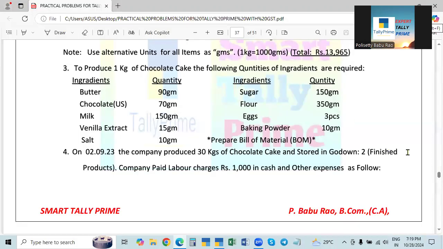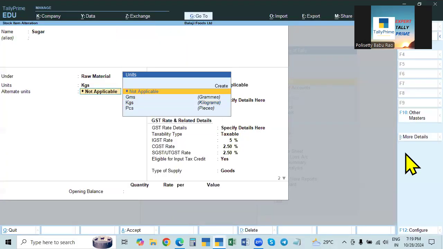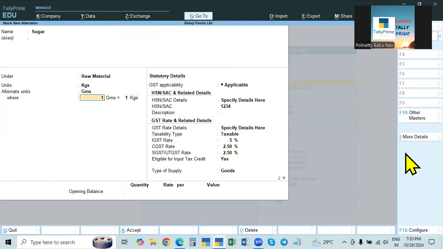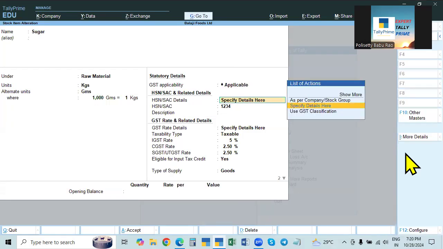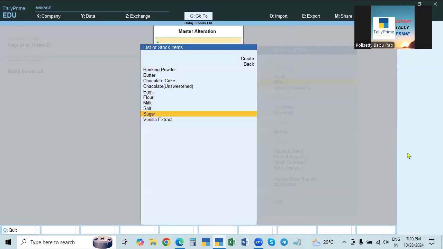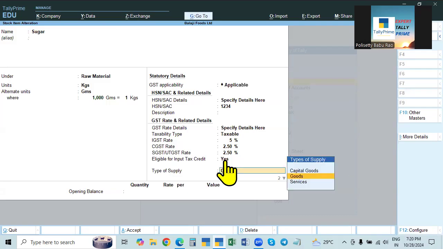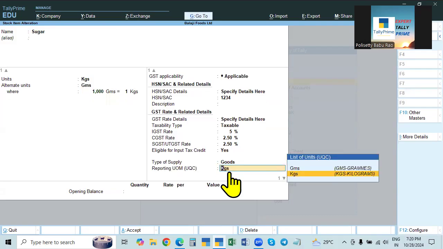Then sugar. We take sugar. These are raw material, kg and then grams. 1000 grams is equal to 1 kg. These are taxable 5%. So automatically the reporting unit will take kgs.